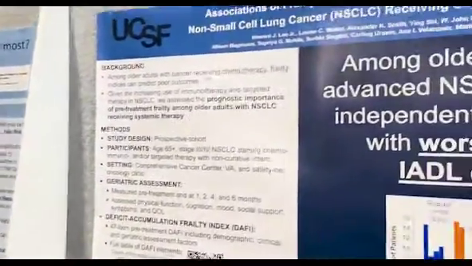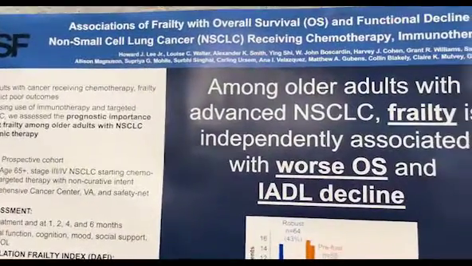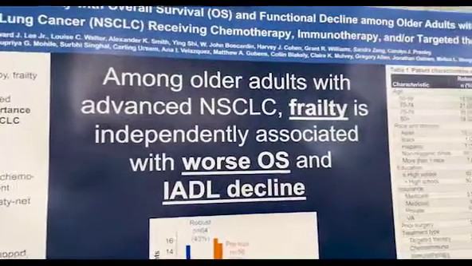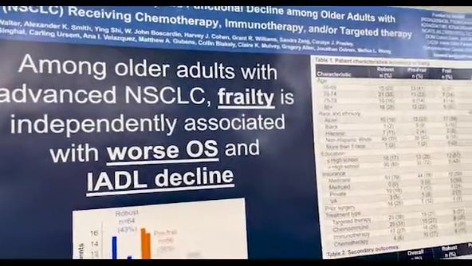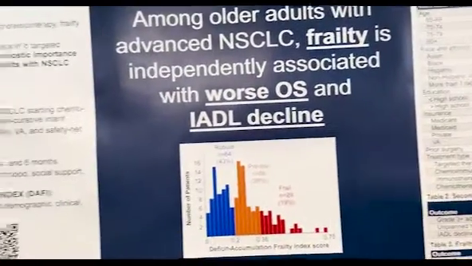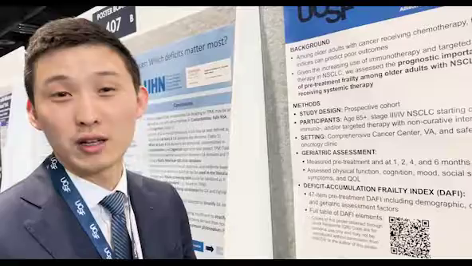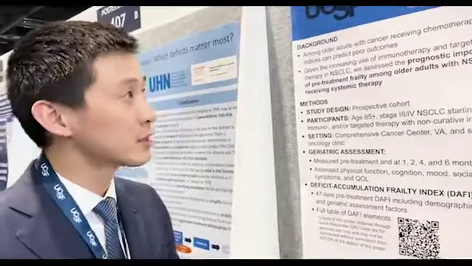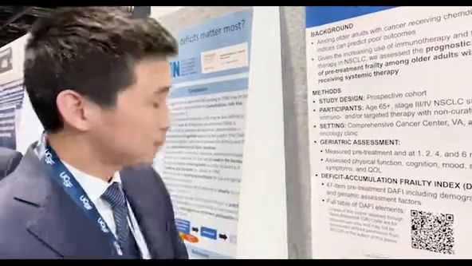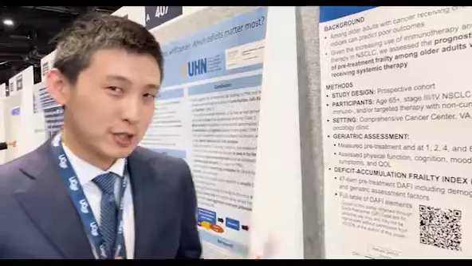It's a project in geriatric oncology where we're looking at the association of frailty in patients with non-small cell lung cancer who are elderly, and the association of frailty with overall survival, as well as other quality of life outcomes, functional decline. So right now, we're really asking the question, can we better predict who's at risk of poor outcomes, whether that's survival or whether that's quality of life decline?